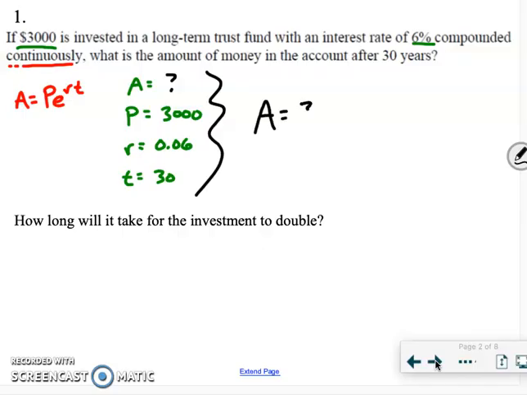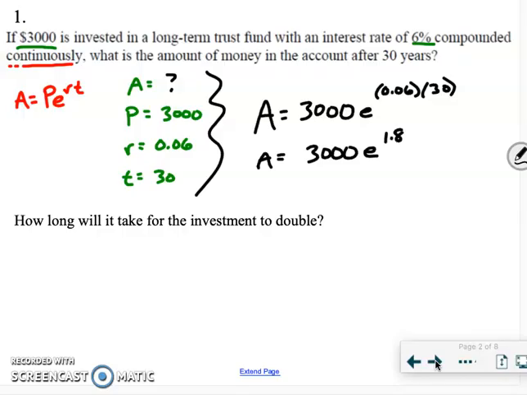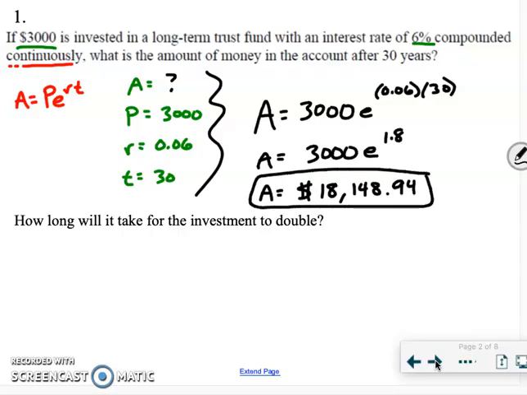Again, the amount is equal to the principal of $3,000 times e raised to 0.06 times t. So if I were to calculate this, we always have to take care of our exponents first. 3,000 times e raised to the 1.8. So again, I know that most of us in our calculators, we can type this directly in. And we should end up with an amount of $18,148.94. That's how we would approach that problem.